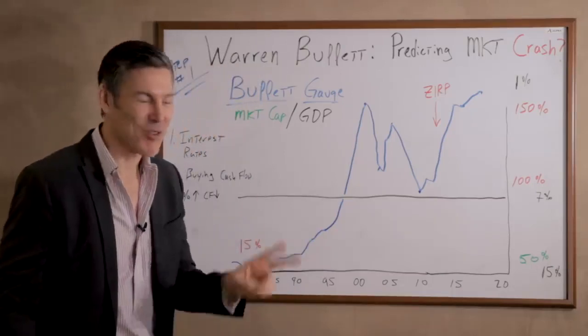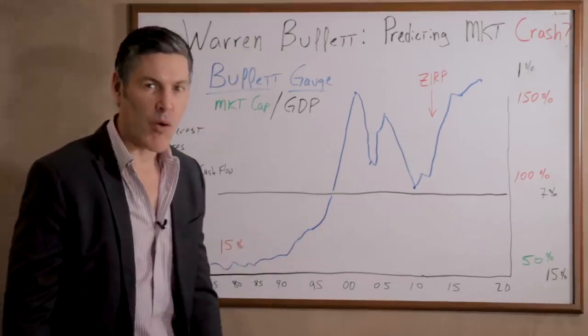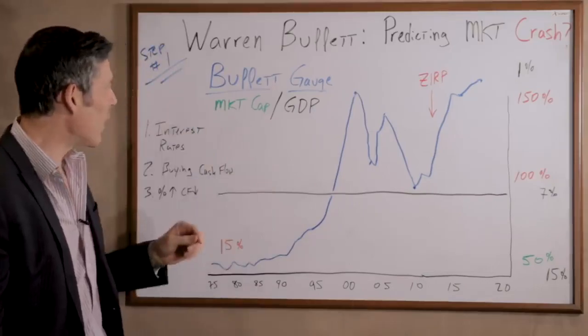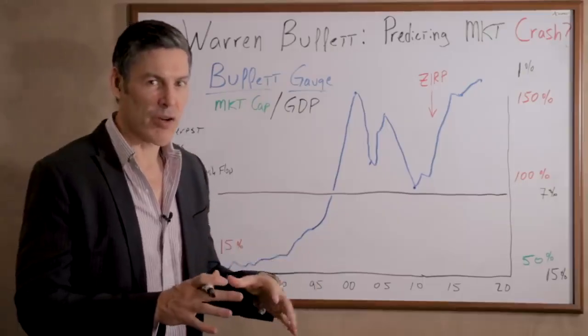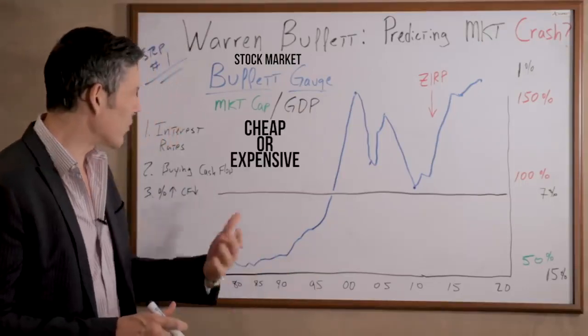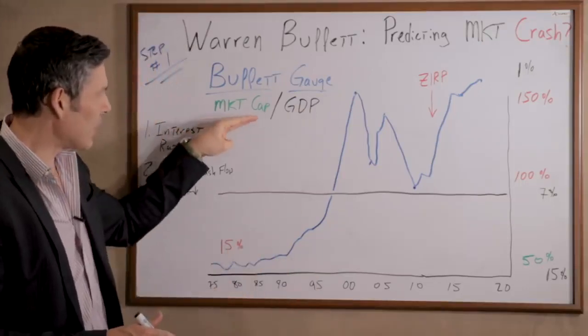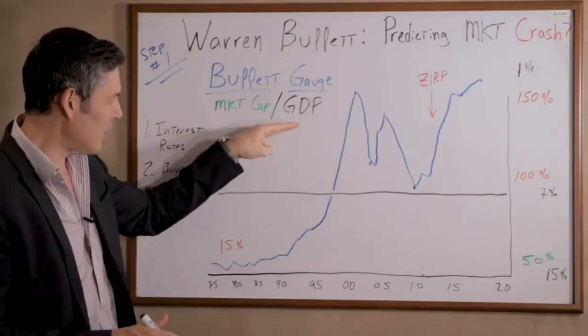says. A lot of times those are two different things. We're going to answer that question in 3 steps. Step number 1, the Buffett gauge. This is how he likes to measure whether or not the stock market is cheap or expensive. It's the total market cap relative to GDP.